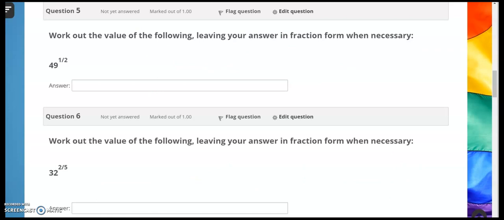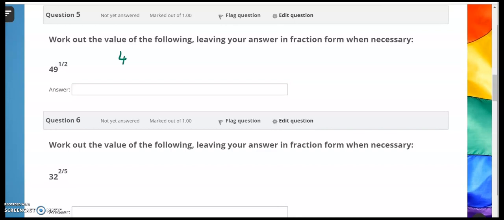In question number 5, we've got: work out the value of the following, leaving your answer in fraction form when necessary. We've got 49 to the power of half. Now, you probably know already that the rule for this is that 49 to the power of half is equal to the square root of 49. So raising a number to the power of half means that we're square rooting the number. So this gives us 7.